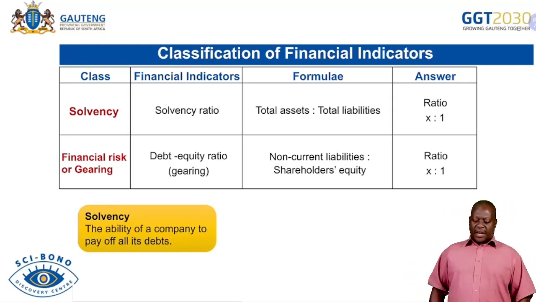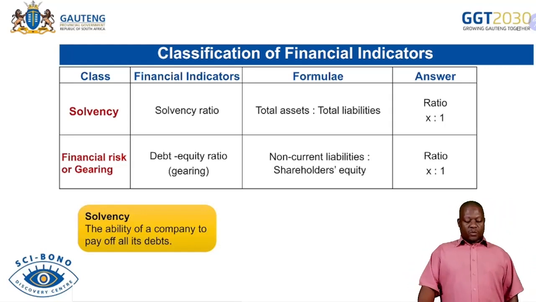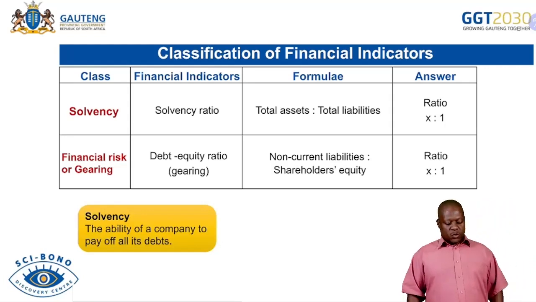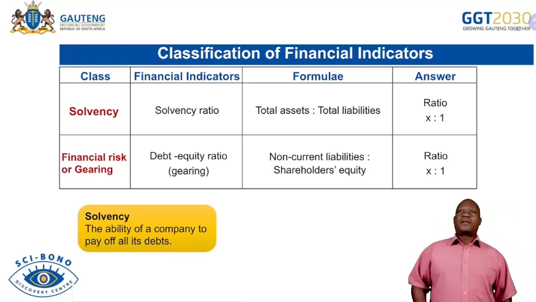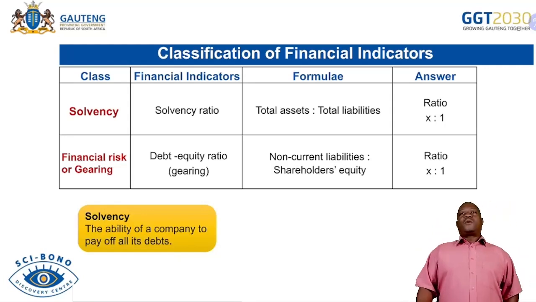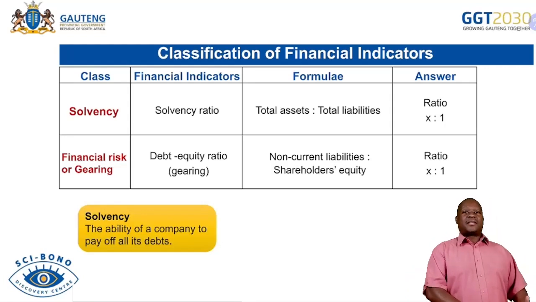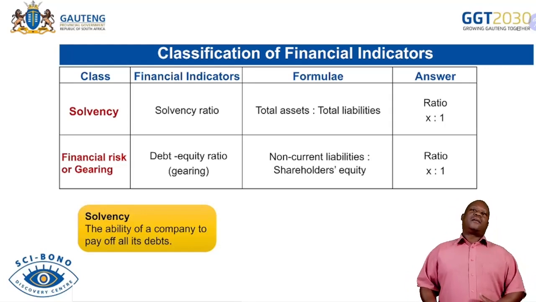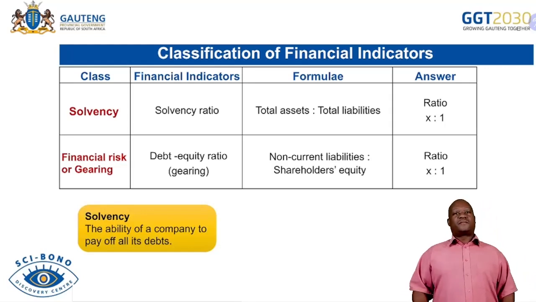Let's move on to the next class. We are now going to look into these 2. Solvency. We only have 1 solvency ratio. Now, with solvency, we are looking into whether our business is solvent. A solvent business is a business which has more assets than its liabilities.